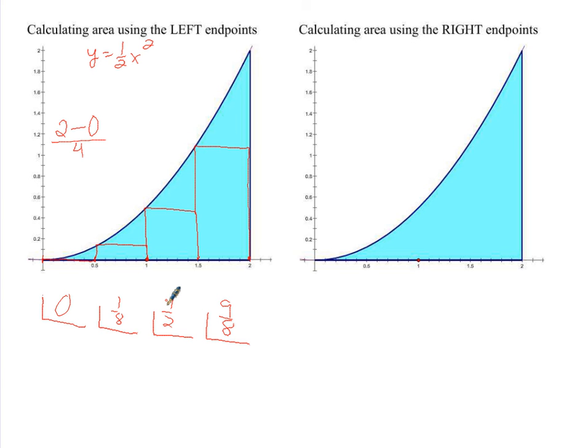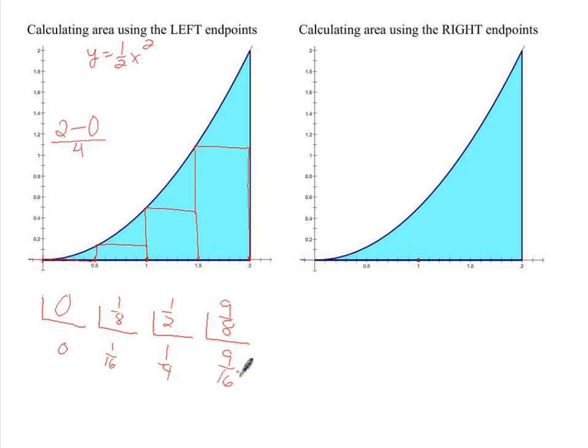Now calculate the area of each rectangle. The width of each rectangle is 1/2, right? Yeah. Okay, so go 1/2 times each one of these numbers. Well, 1/2 times 0 is 0. 1/2 times 1/8 is 1/16. 1/2 times 1/2 is 1/4. And then 9/8 times 1/2 is 9/16.